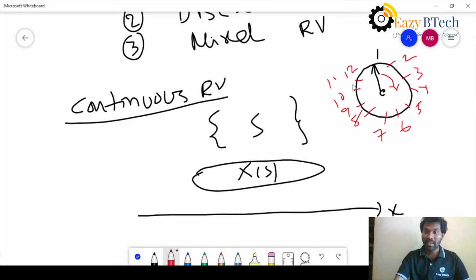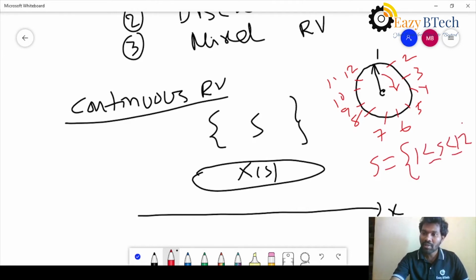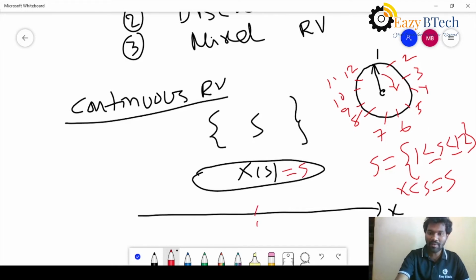That means if you define the sample space here, it might be in the range 1 less than or equal to s less than or equal to 12. That means the needle might stop anywhere from 1 to 12. That we should understand. So the sample space here is 1 to 12. Okay, so if I say that x of s equal to s, I am assuming x of s equal to s. Now see, x of s has infinite values, s has infinite values.